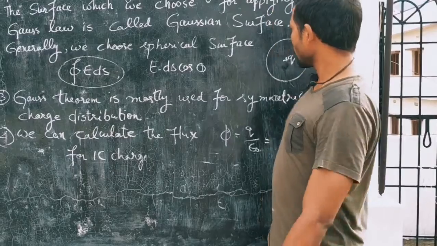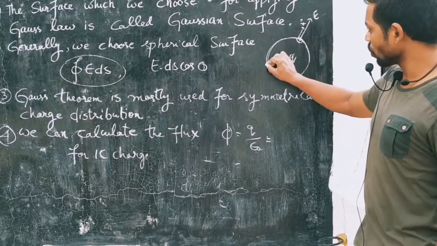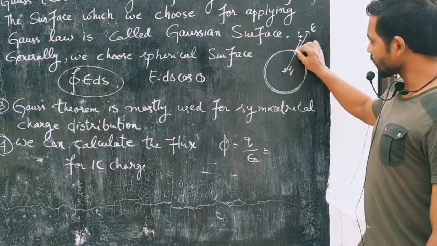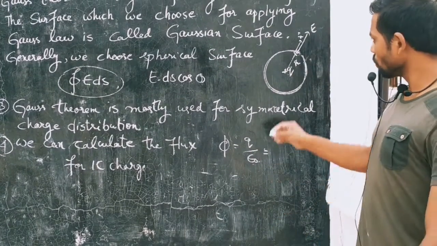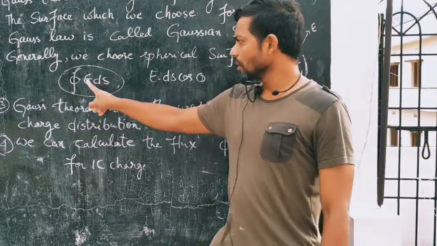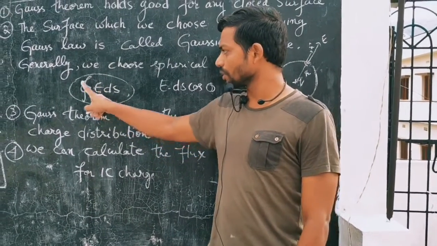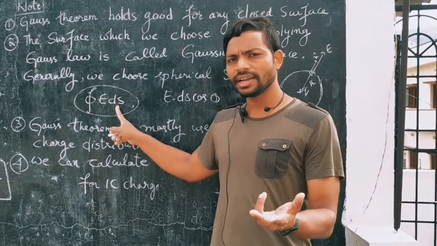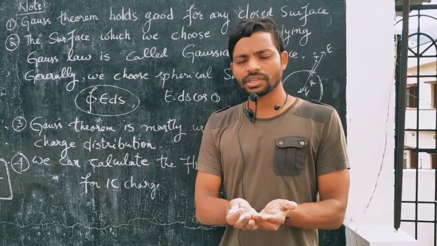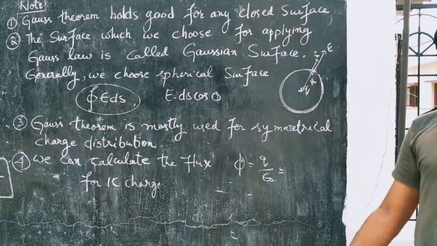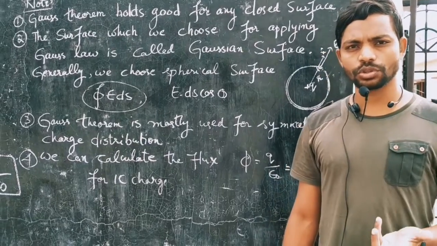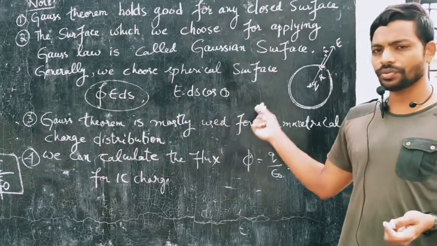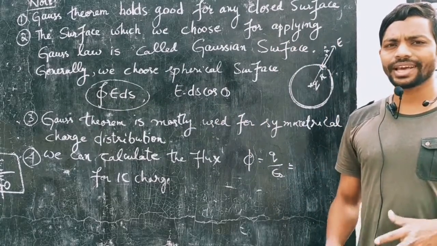And remember, as I told you, the electric field intensity throughout the surface is the same because all these points are at the same distance r. So E will be constant. If E is constant, it comes out of the integration. Then only integral ds is left, which is nothing but the total surface area of the sphere, 4 pi r square. There is no need to do integration also. That is the reason it is very simple, so we generally choose a spherical surface as the Gaussian surface during calculation.